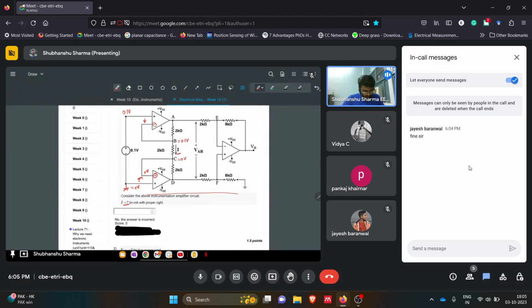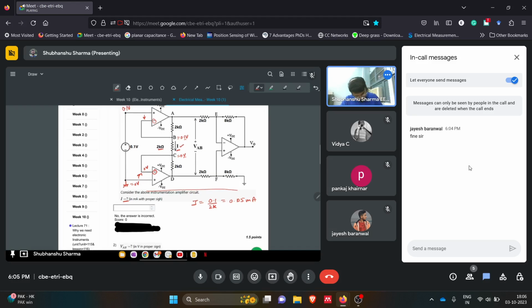Now they are asking for this current. We have these two voltages, so we can find the current easily. I will be 0.1 divided by the 2 kilo ohm resistor, so it will be 0.05 milliampere. I think this question was straightforward.